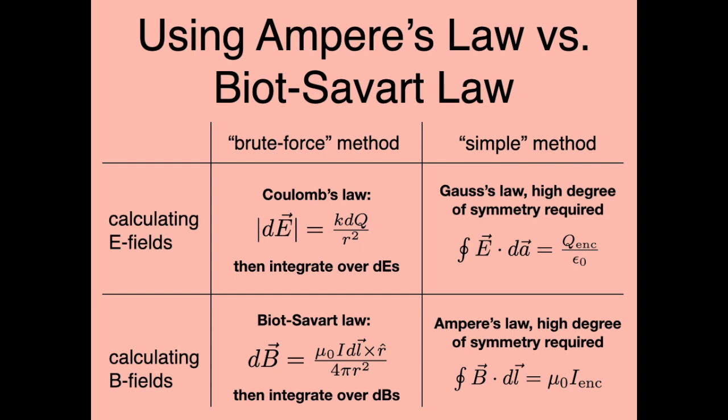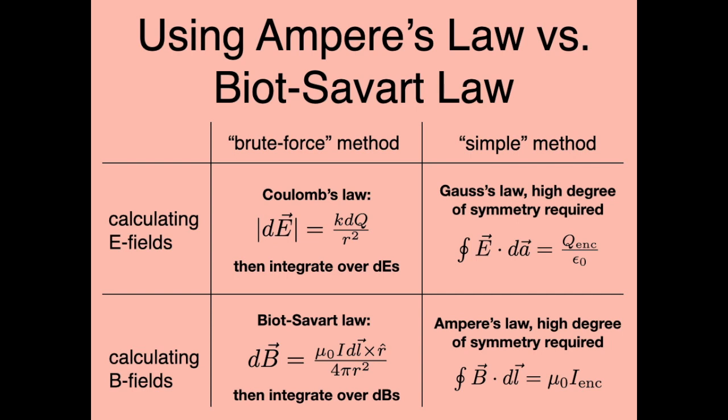Remember what Gauss's law said. It said that E dot dA integrated over a closed surface is equal to Q enclosed divided by epsilon naught. So we were able to use both of these methods, Coulomb's law and Gauss's law, to calculate an electric field. But remember that Gauss's law was only really useful when we had a high degree of symmetry. So we could do it for spheres, we could do it for cylinders, we could do it for infinite planes, but that was about it, right? Only in these special cases.